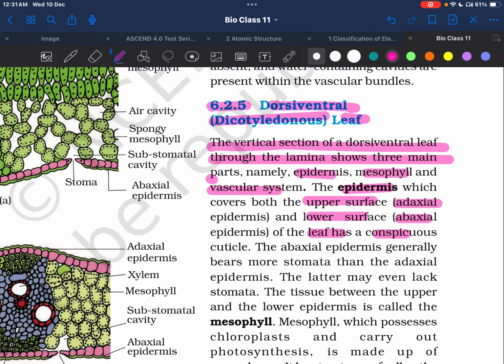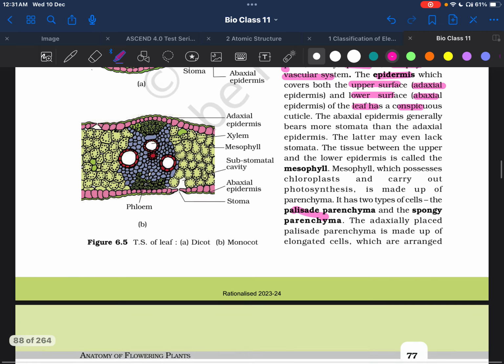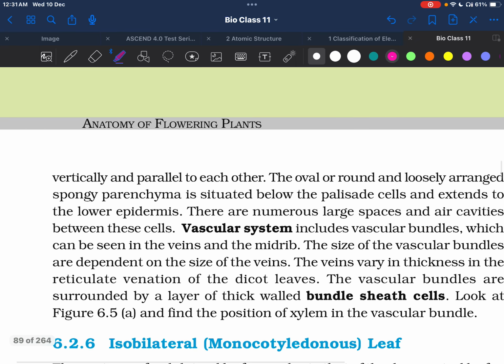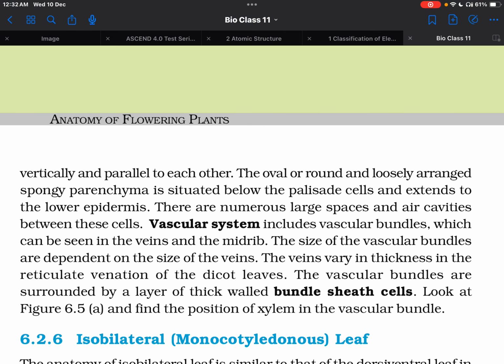The tissue between the upper and the lower epidermis is called mesophyll. Mesophyll, which possesses chloroplasts and carries out photosynthesis, is made up of parenchyma. It has two types of cells, the palisade parenchyma and the spongy parenchyma. The adaxially placed palisade parenchyma is made up of elongated cells which are arranged vertically and parallel to each other. Spongy parenchyma is oval or round and loosely arranged, situated below the palisade cells and extending to the lower epidermis. There are numerous large spaces and air cavities between these cells.